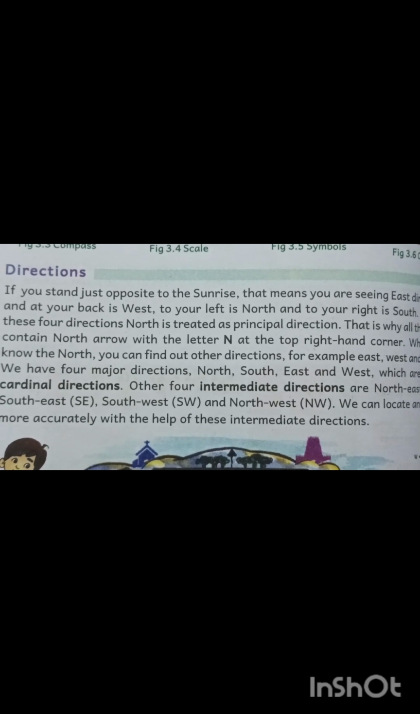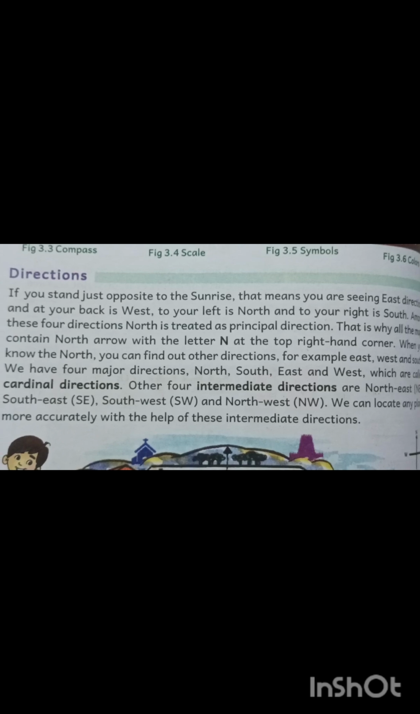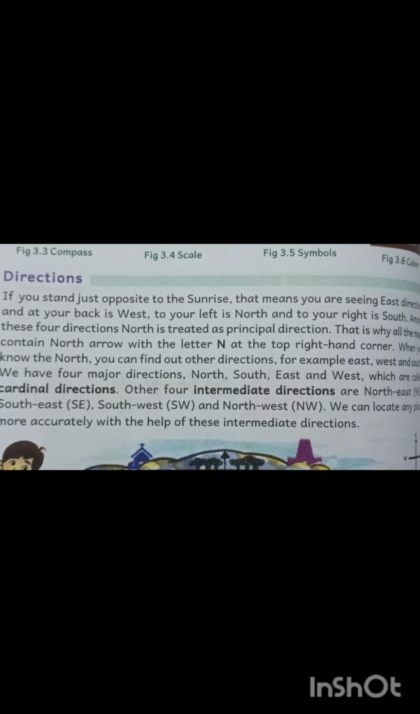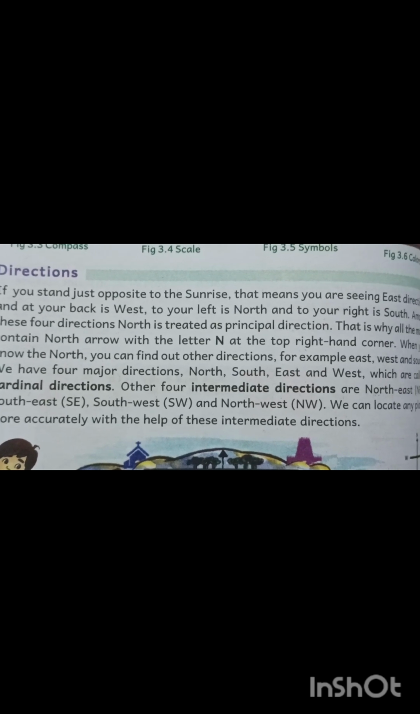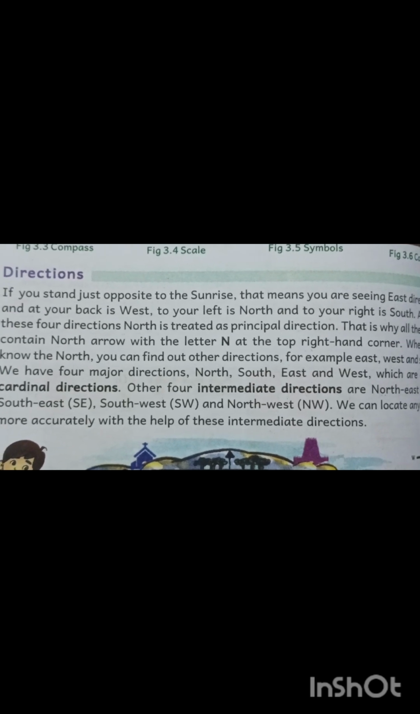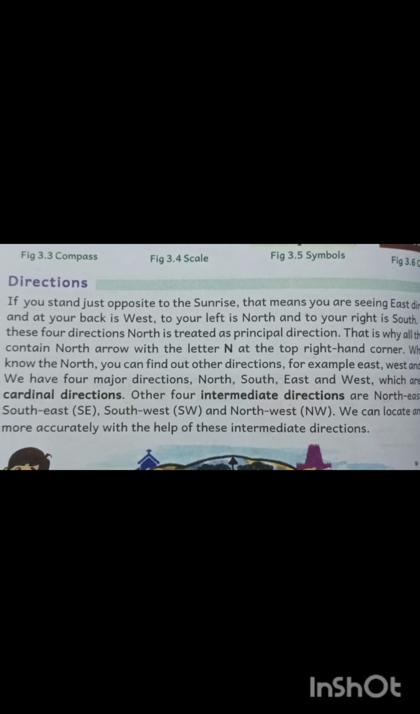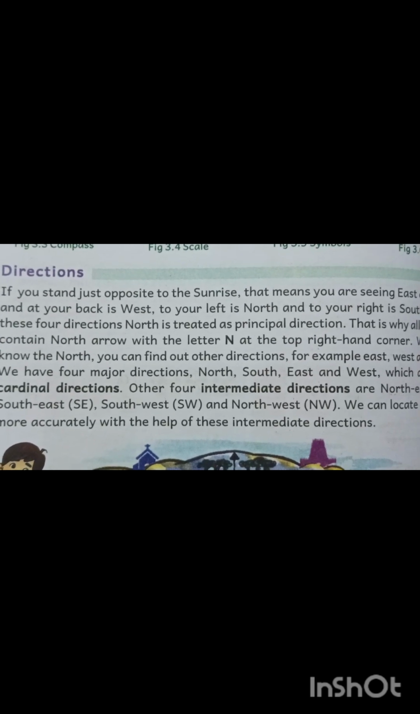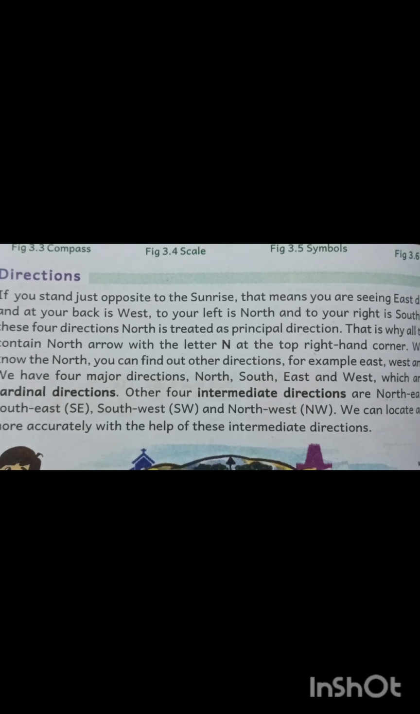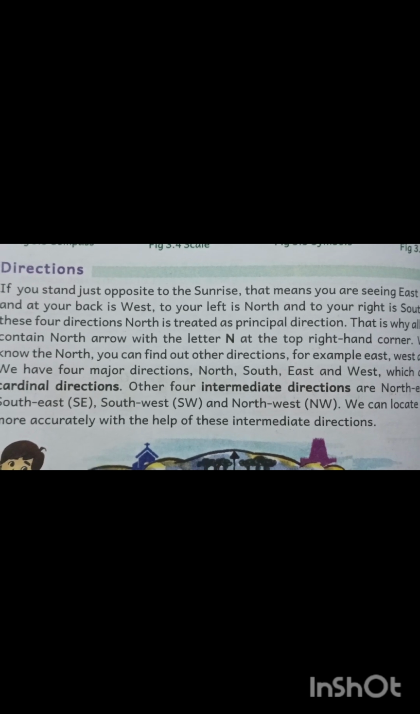If you stand just opposite to the sunrise, that means you are seeing east direction. At your back is west, to your left is north, and to your right is south. And of these four directions, north is treated as the principal direction.